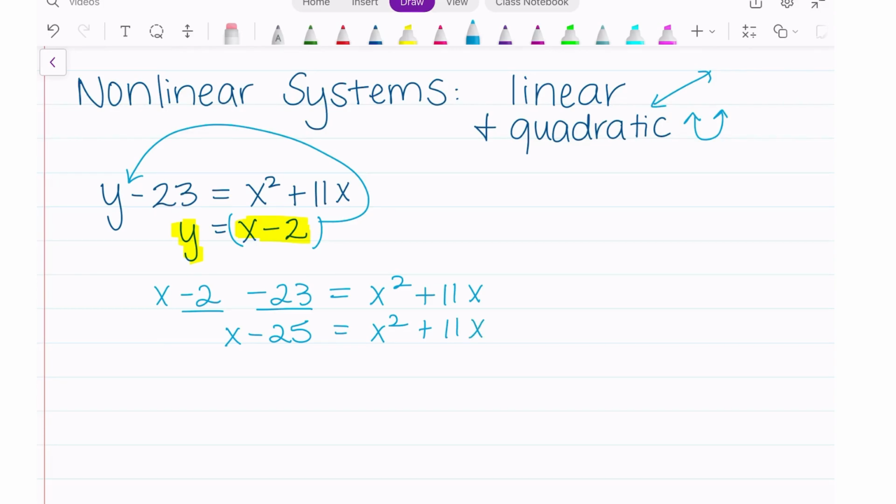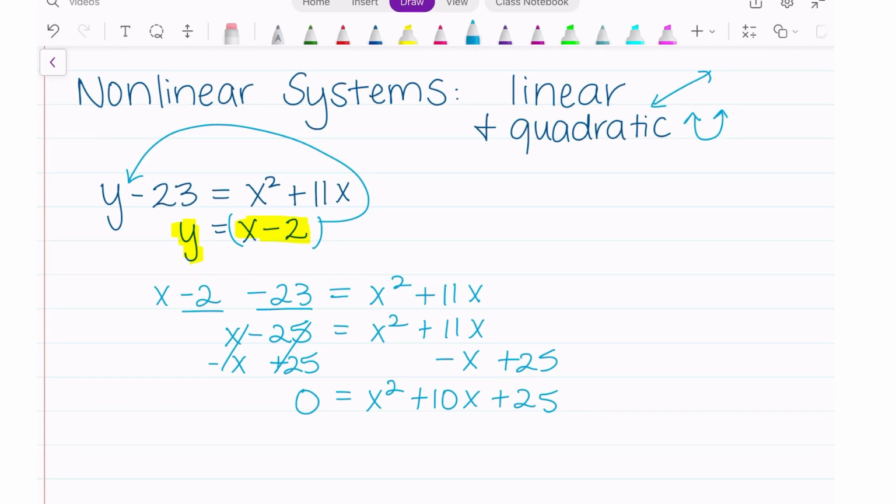When I look at this, I see a quadratic equation. I can't do anything here but solve it by factoring or quadratic formula. So I need to get it equal to 0 to be able to do that. And so I'm moving those two terms over to make it equal to 0. I'm using opposite operations. I'm combining like terms. 11x take away x is 10x. Drop down my 25. And now I'm going to factor if I can.